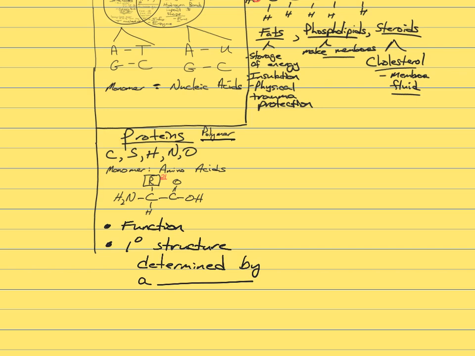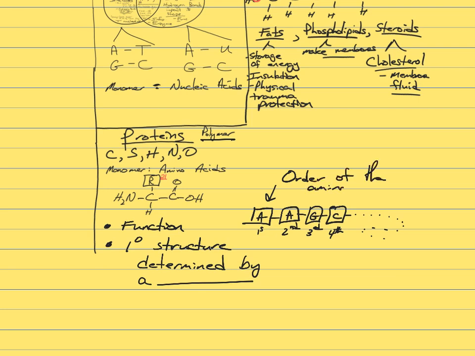So if I have an alanine, these are different amino acids, right? Guanine, cytosine. If I have these in a row, this is first, this is second, this is third, this is fourth, and this, of course, can go on for a long time. These proteins can be very long. This structure, this order, the order of the amino acids is the primary structure. That's what primary structure is.